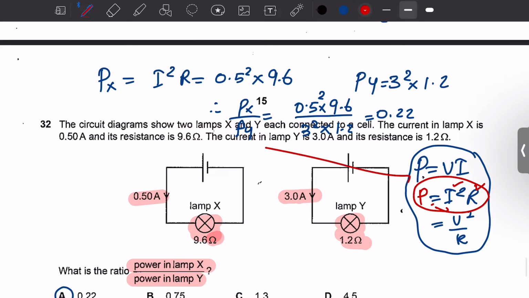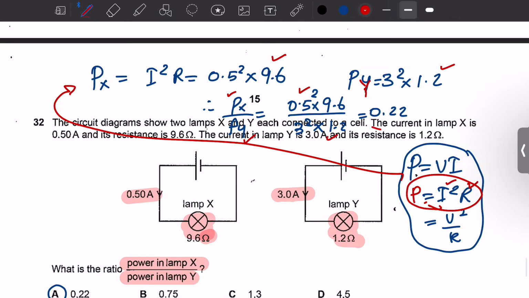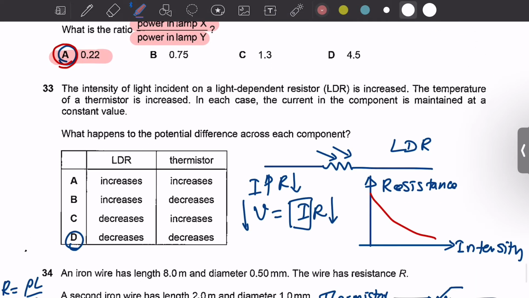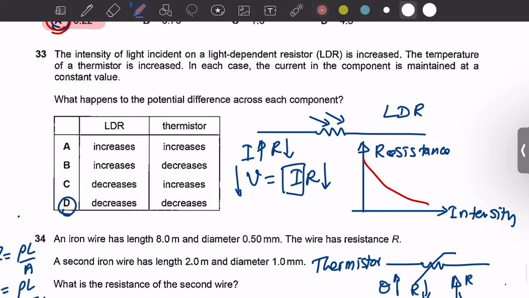So I will come here. For lamp X, I wrote the equation. For lamp Y, I wrote the equation. I divide Px over Py. See, power of lamp X, power of lamp Y. If you use the calculator, you can get 0.22. Answer is A. Clear? Let's go to question 33.